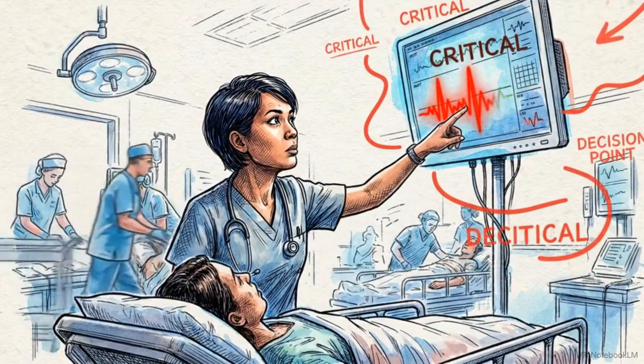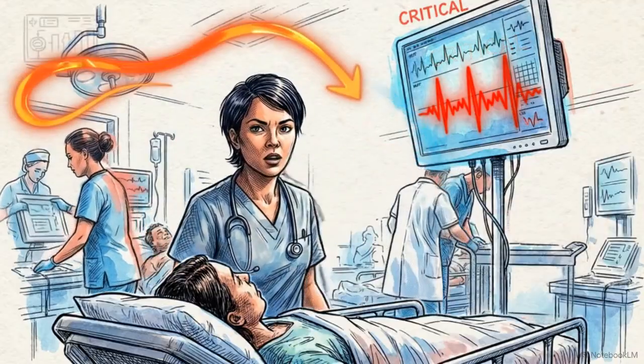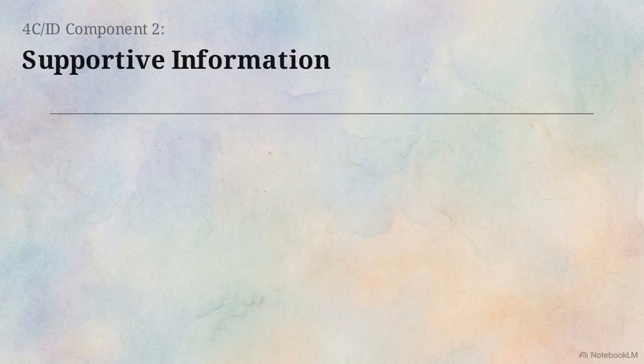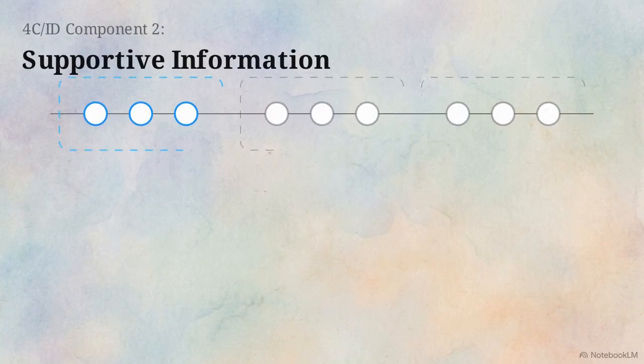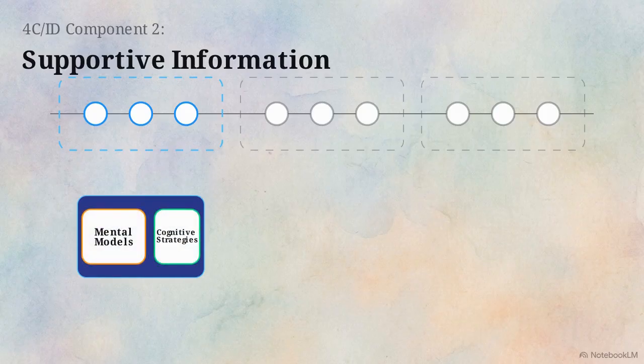Complex real-world work always contains non-recurrent aspects. These are the elements that require problem-solving, clinical reasoning, or decision-making in unpredictable situations. To support these non-recurrent aspects, the model introduces its second component, supportive information. This layer provides the mental models and cognitive strategies necessary to bridge the gap between a learner's prior knowledge and the demands of the current task class. It explains the theoretical why behind the domain's organization and how problems within it should be approached.